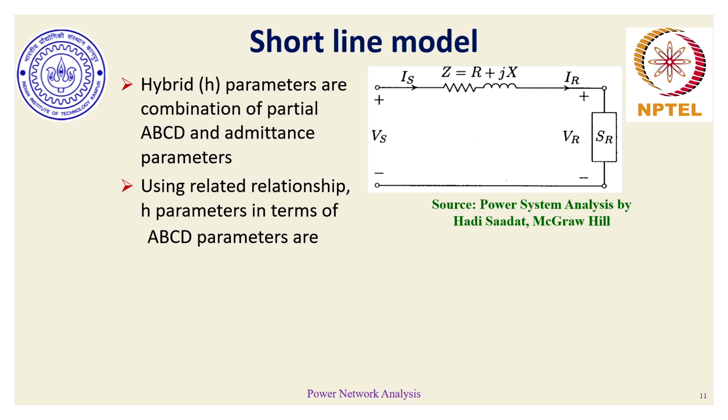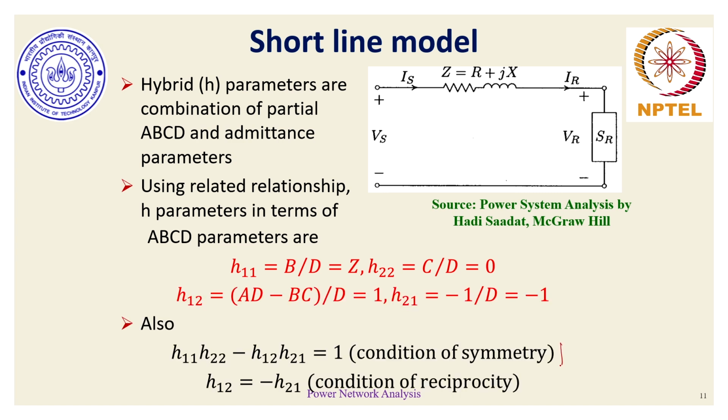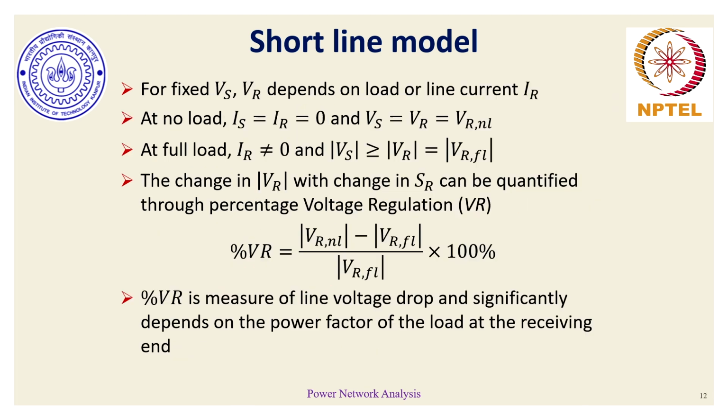The same analysis or logic is also true for H parameters for a short line model. The terms can be well defined, and the conditions of symmetricity and reciprocity are also applicable as per the mathematical properties. H parameters are basically combinations of partial ABCD parameters and admittance parameters. Why do I call that? Because in H parameters, essentially we represent Vs and IR in terms of the remaining voltage and current on the other side, and that's where it's a combination of ABCD and admittance parameters. The first equation relates to the ABCD equation, whereas the second, the IR current, is represented by the admittance parameter equation.